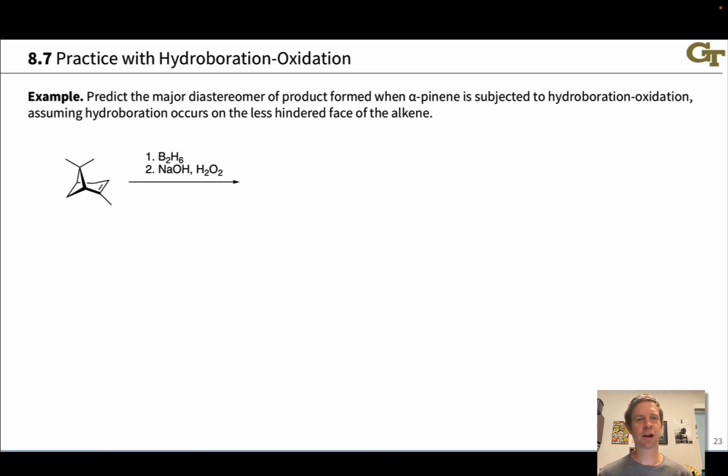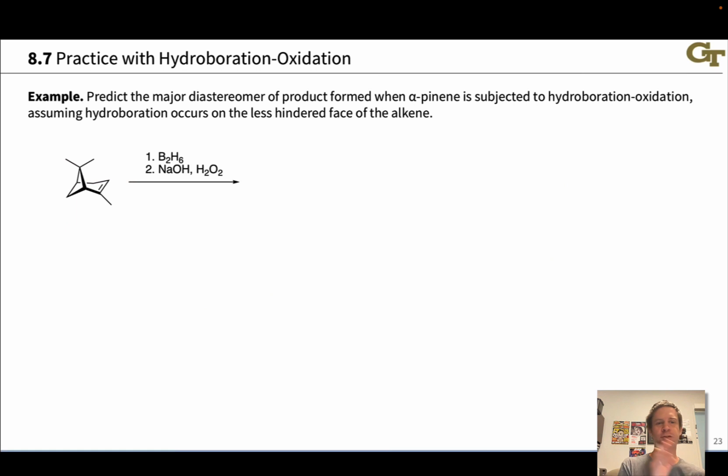In this practice problem, we're asked to predict the major diastereomer product when alpha-pinene, which is this alkene right here, is subjected to hydroboration oxidation conditions. And here we're going to assume that hydroboration occurs on the less sterically hindered face of the alkene. So this alkene has two different environments going on. It's got this bridge on one side with the two methyl groups and this bridge on the other side with two hydrogens. So we can end up with diastereomers in hydroboration oxidation, and we'll talk through the steric hindrance issue here in a second.